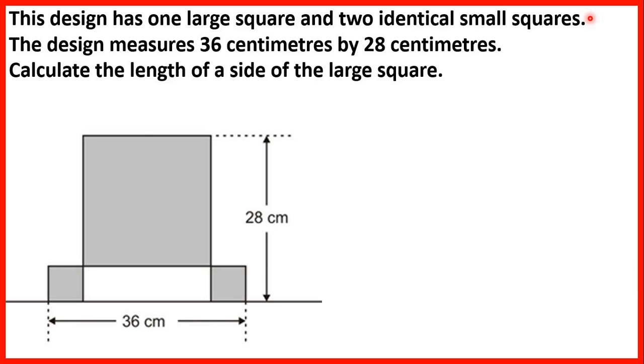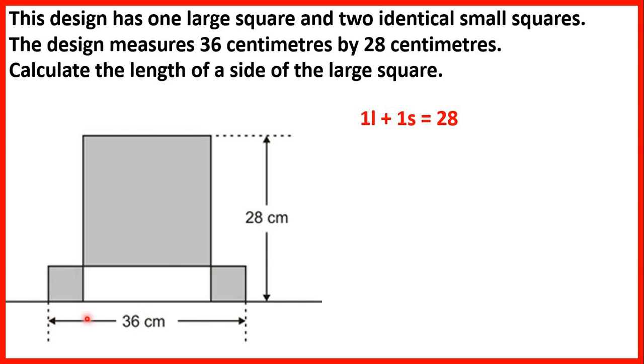This design has 1 large square and 2 identical small squares. The design measures 36 centimetres by 28 centimetres. Calculate the length of a side of the large square. So if we look at this length of 28, that's the total of the length of 1 large square and 1 small square. So we can write 1 large plus 1 small equals 28.